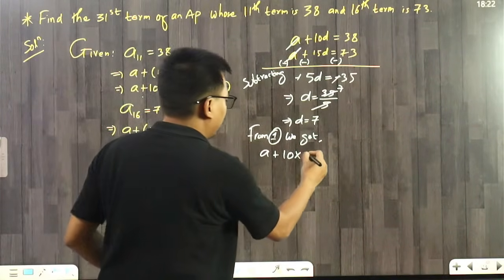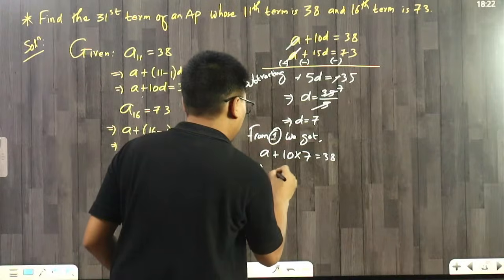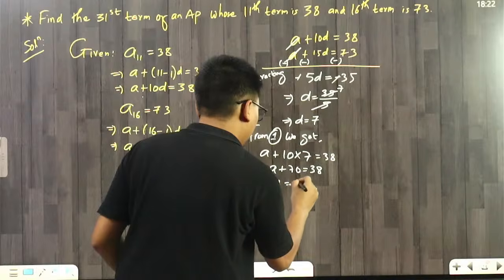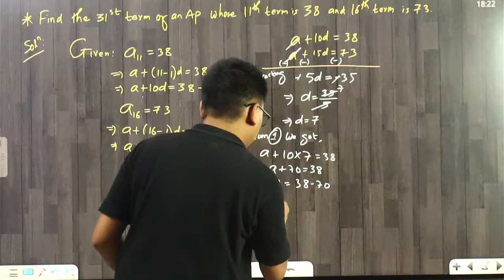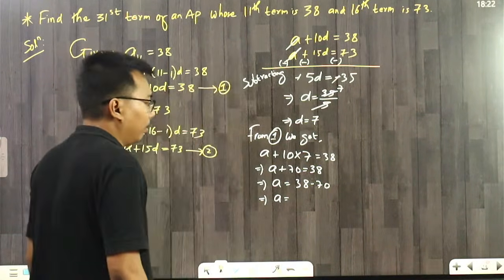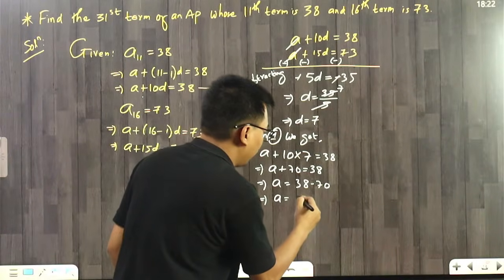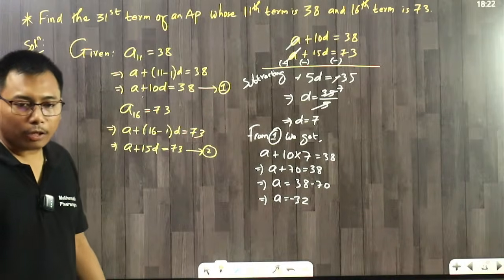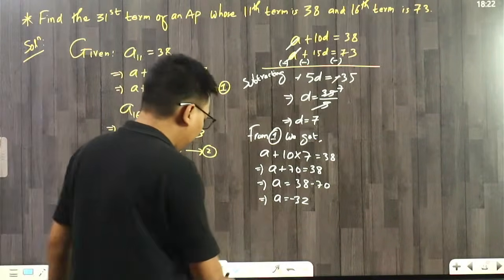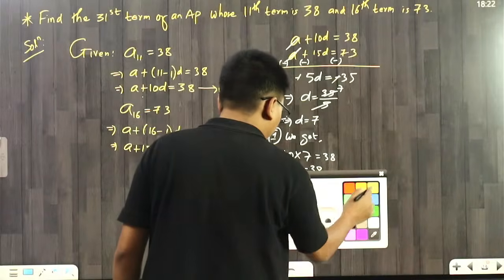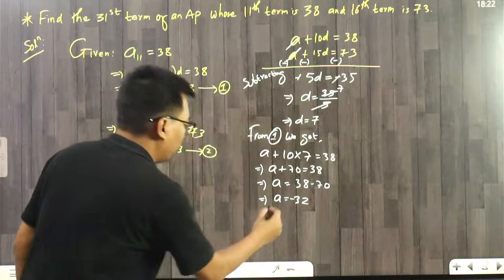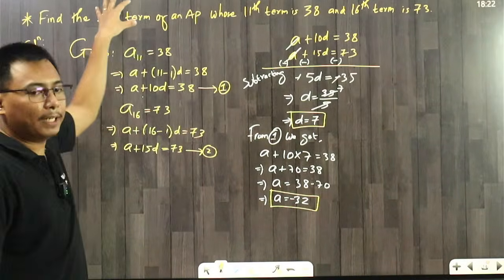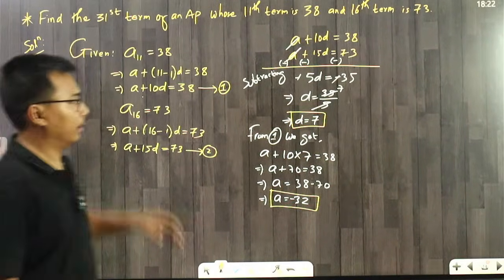So 10 into d, 10 into 7. So a plus 70 is equal to 38. So a is equal to 38 minus 70, which is minus 32. So the value of a is minus 32, and the value of d is 7. Now we can easily find our 31st term.